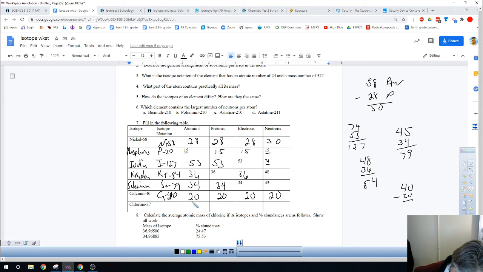Chlorine 37. So that will be Cl-37. Chlorine has an atomic number of 17, so it has 17 protons, 17 electrons, and 37 minus 17 should give us 20. So it will have 20 neutrons.